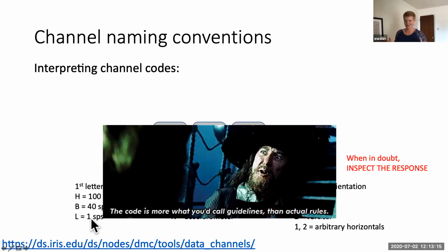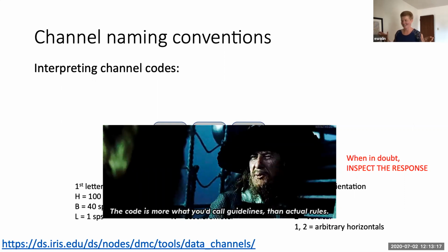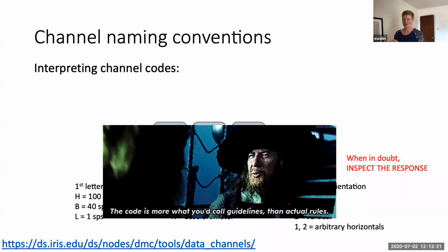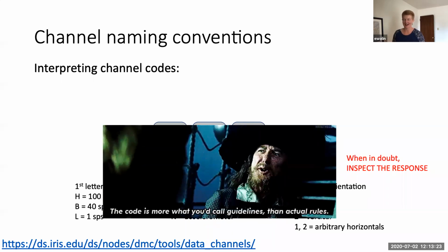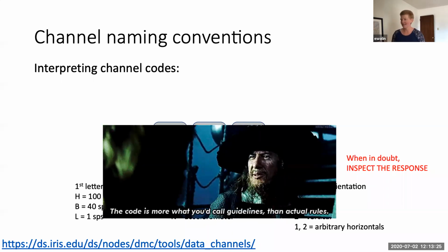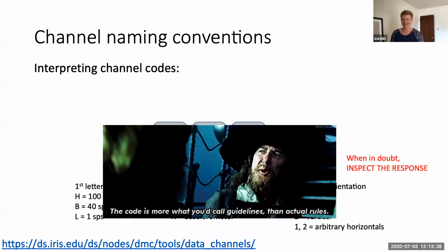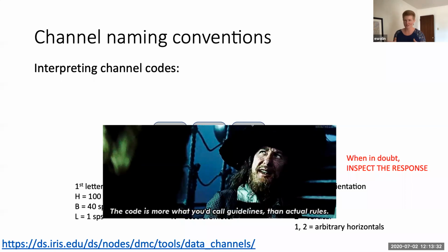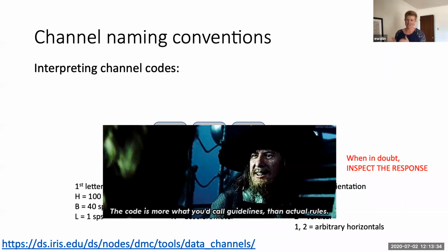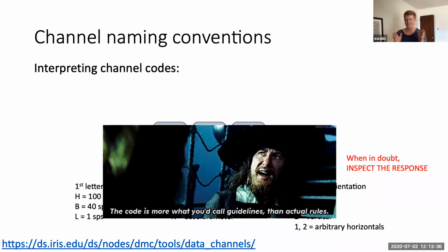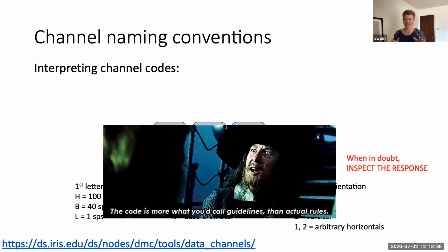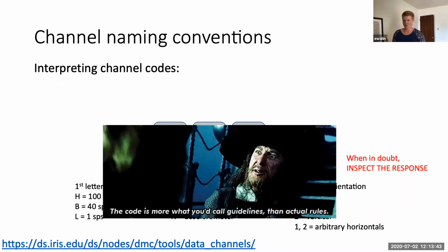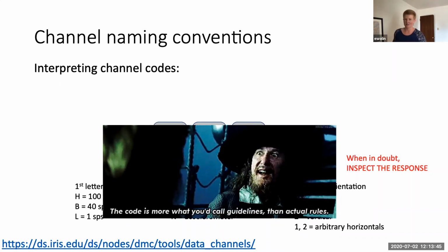But I do want to put the caveat on there that channel codes are more guidelines than actual rules. Again, this is not something that IRIS enforces religiously. So you might find, for example, a broadband sensor or a geophone sensor that is called BHZ, but more conventional naming might call it SHZ or something like that. So when in doubt, go get the response and look and see what's in there.